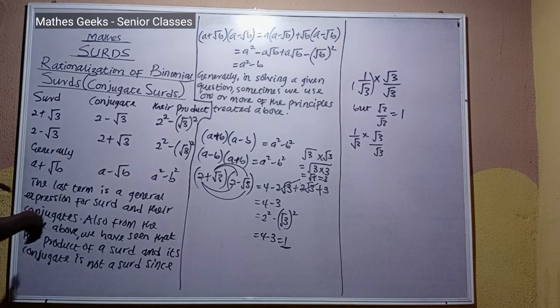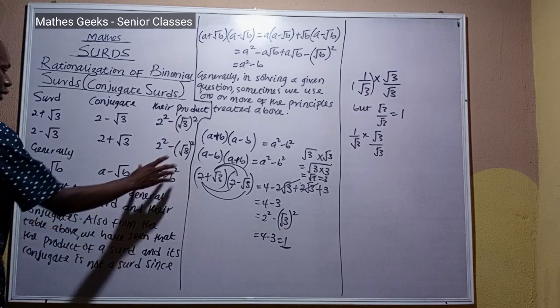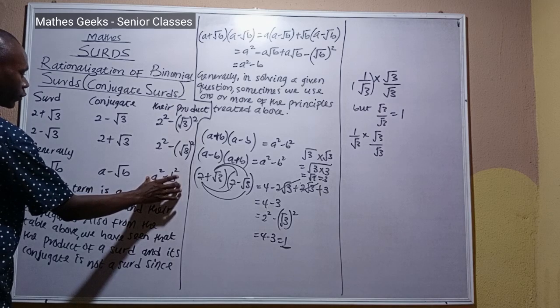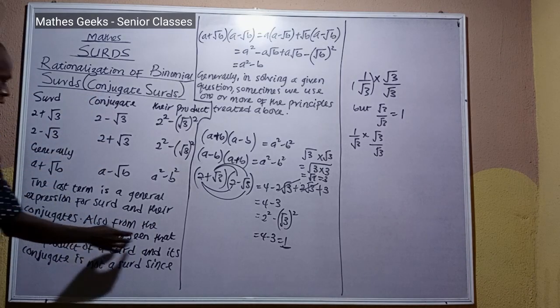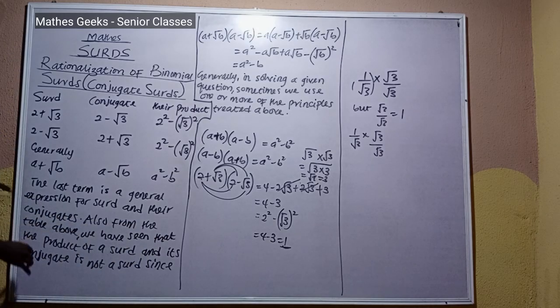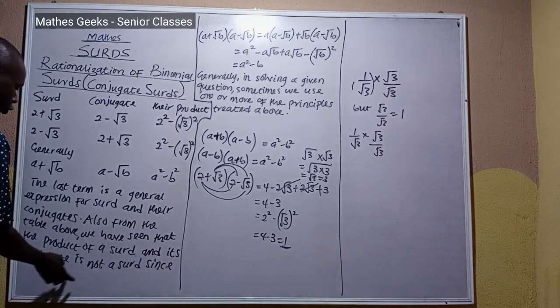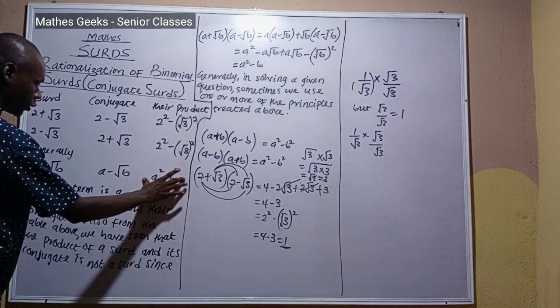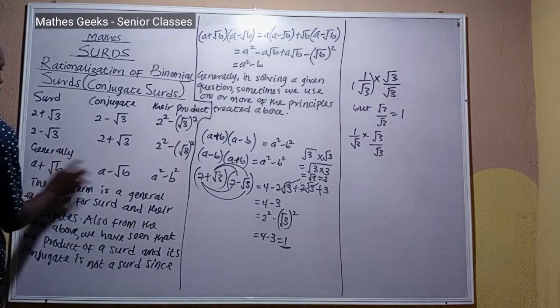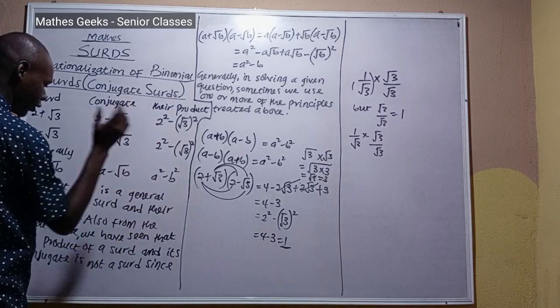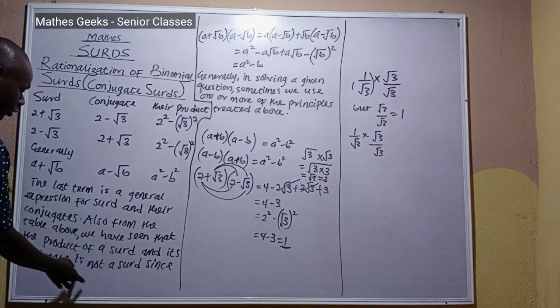So any surd, once multiplied by its conjugate, you always get this term, which is the result of the product of the surd and its conjugate. That's the difference of two squares. Also, from this table, we have seen that the product of a surd and its conjugate is not a surd. All the time, the product of a surd and its conjugate is not a surd, rather it's a rational number.